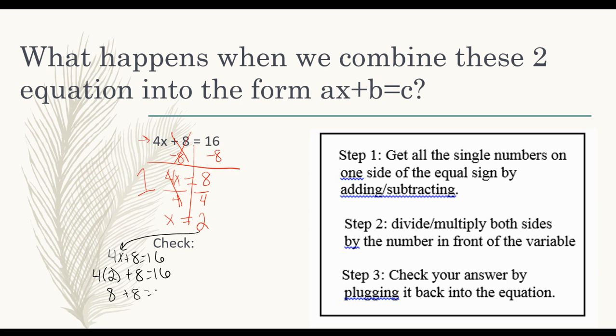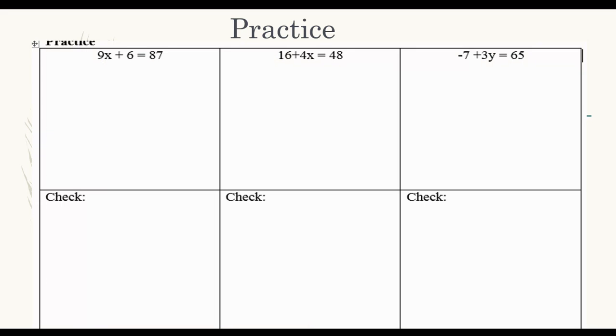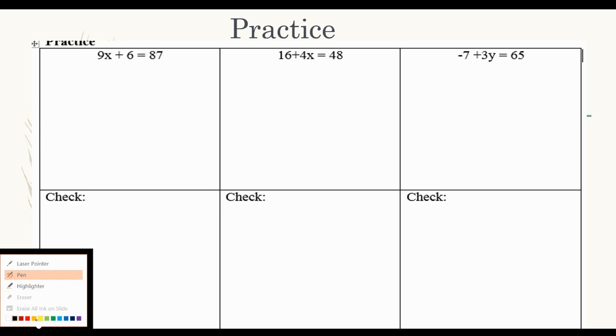8 plus 8, 16 again on this right side here. 8 plus 8 is 16. 16 equals 16. That is correct. So we are good to go. Okay, let's move on and try a few more of these, and then I'm going to let you guys go on your own. So this next one, 9x plus 6 equals 87.